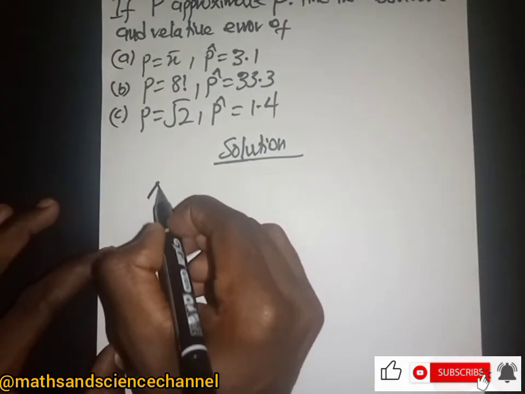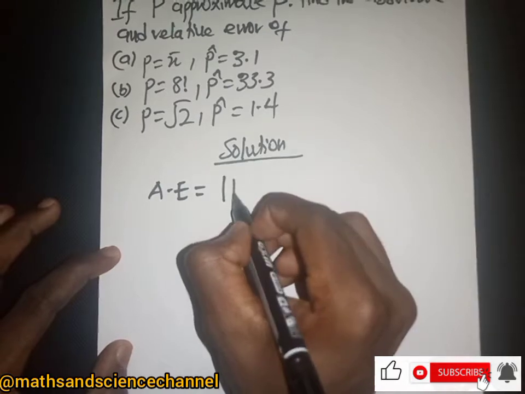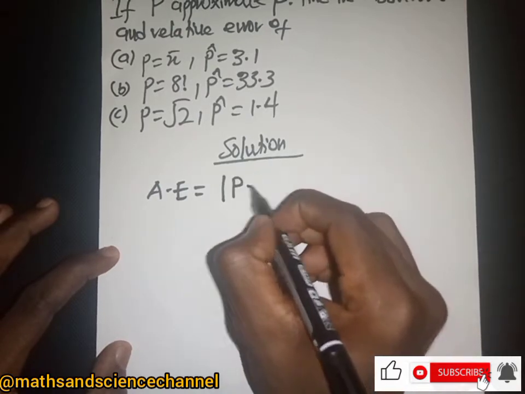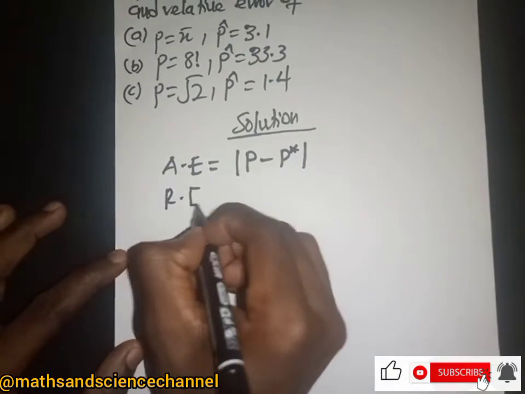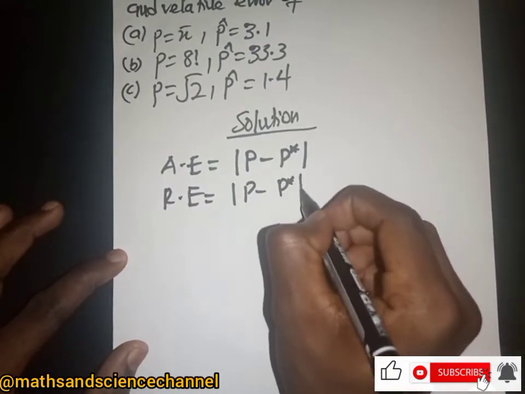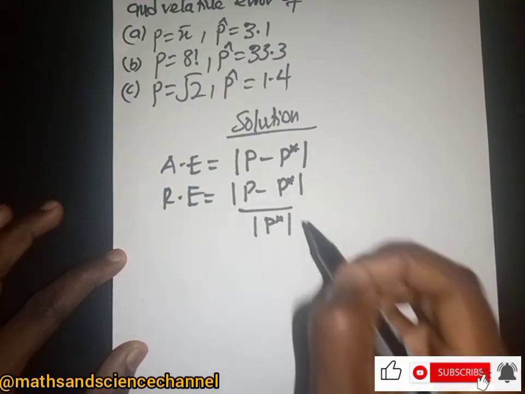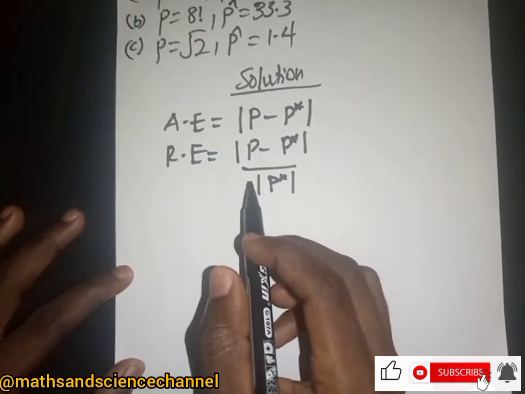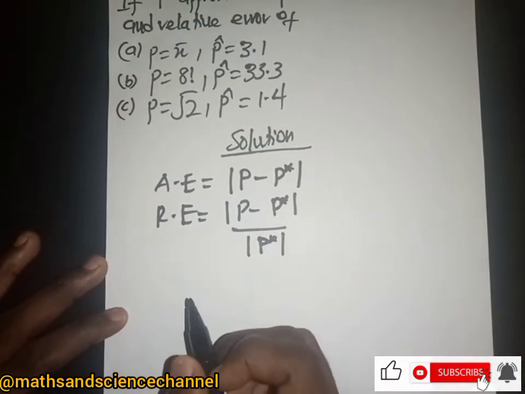Now absolute error here is given by the absolute value of p minus p star, and also relative error is given by p minus p star here, then divided by the p star here. So we are going to use this formula to find the absolute and the relative error.